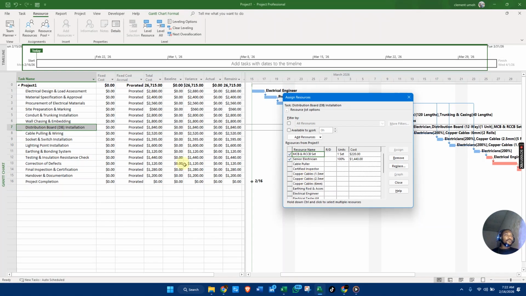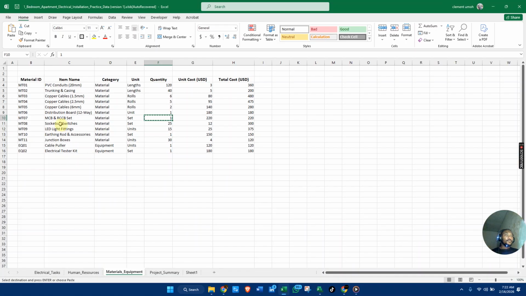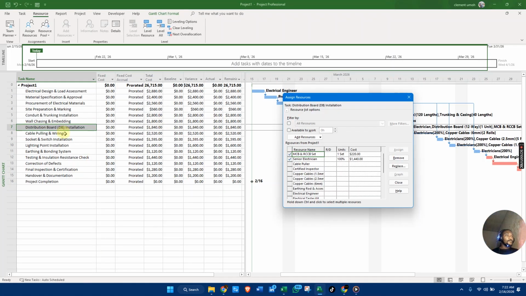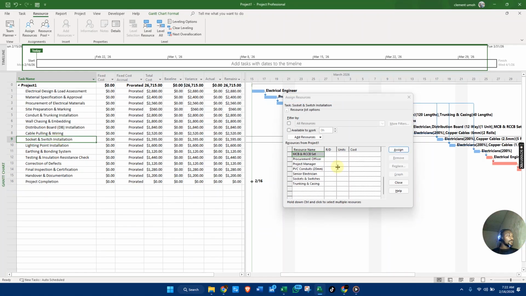All right. So also what else? Socket and switches. 25 sets for our socket. So go to our socket and switch installation. Also, let's cancel this one. Okay, yeah, it's over here. 25. Yeah, assign.